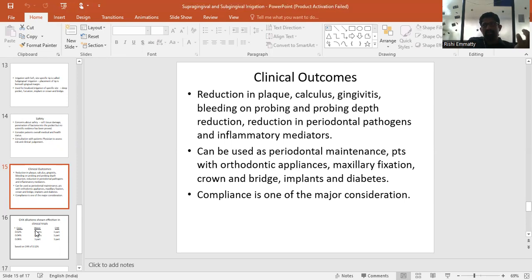For implants, it is easy because there is no trauma associated. We are not using metal instruments. And in diabetic patients, the gingiva will be soft and vulnerable, so it can be used in that. Compliance is one of the major concerns because no one likes to get wet, right? So you can do it in the bathroom while taking a bath. Irrigation is everywhere, the water flow is there everywhere. So compliance by the patient is one of the major considerations.